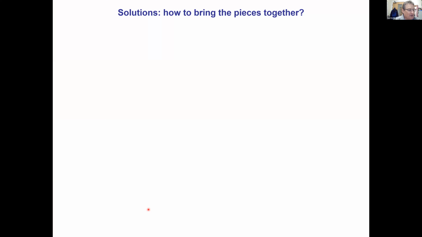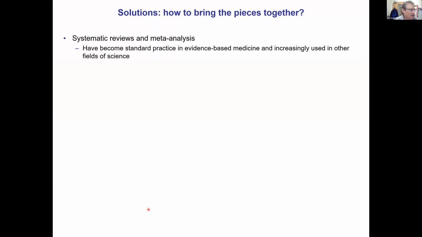So there are some solutions to that. One solution to bring different studies together and aggregate them is systematic reviews and meta-analysis. I'll talk a little bit about that because I think many of you will not be familiar with it. I'm not an expert in it myself, but I have been learning about it recently because I realized how important these things are. For some decades now they have become the standard practice in what's called evidence-based medicine, but they're also now used in other fields of science, which is good.